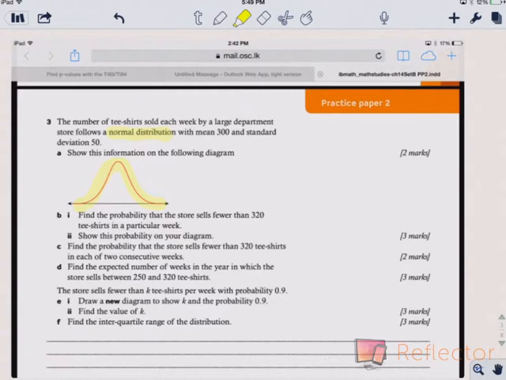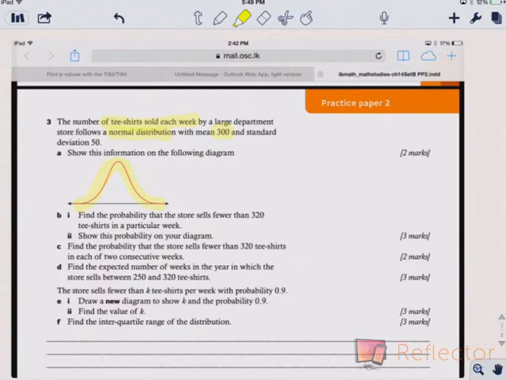We're told that the number of t-shirts sold each week by a large department store follows a normal distribution with a mean of 300 and a standard deviation of 50. So important information to think about here is the units. It helps you contextualize the problem. T-shirts sold each week. So that means there's a mean, or an average, amount of 300 t-shirts sold each week and a standard deviation of 50.